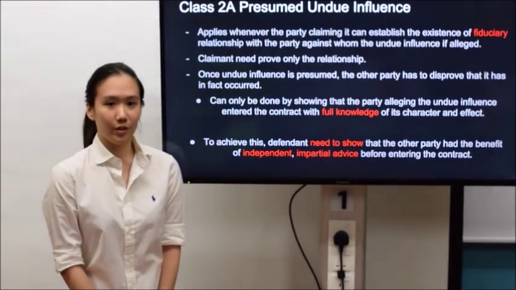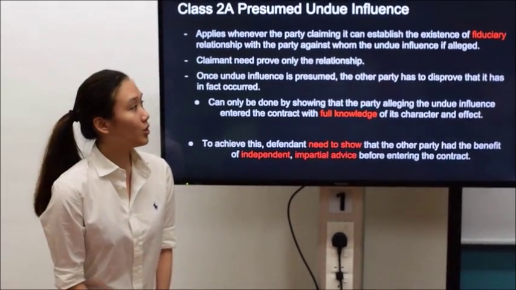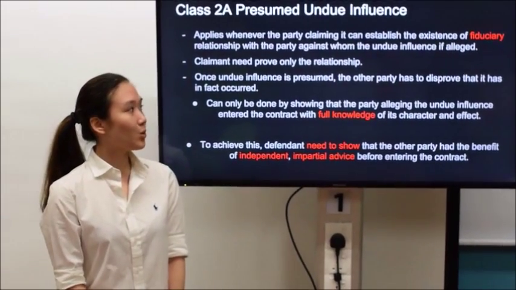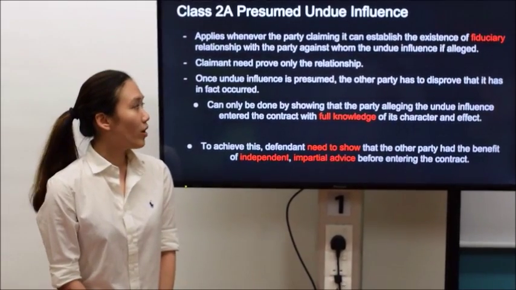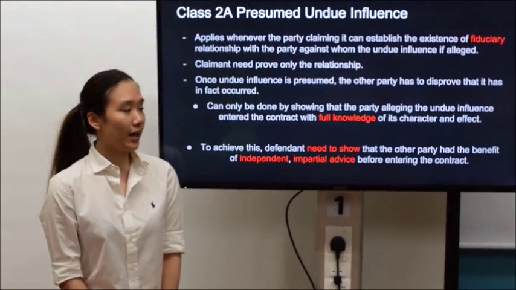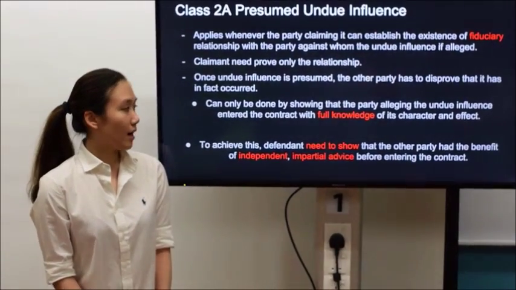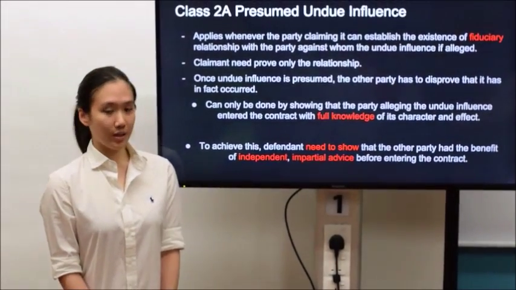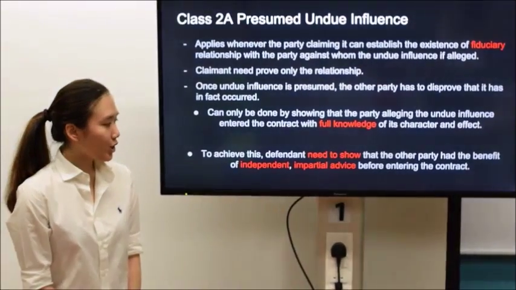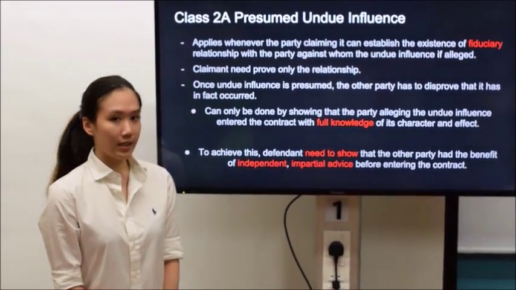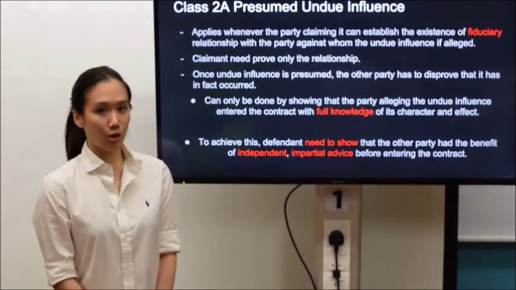Class 2A, presumed undue influence, applies whenever the party claiming it can show a relationship of trust and confidence, which is the fiduciary relationship, with the party against whom the undue influence is alleged. The claimant needs to prove only the relationship, and once undue influence is presumed, the other party must show that the transaction was entered into with knowledge of its character and effect. To achieve this, the defendant needs to show that the other party had the benefit of independent, impartial advice before entering the contract.